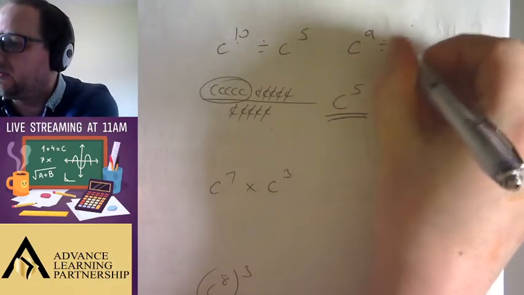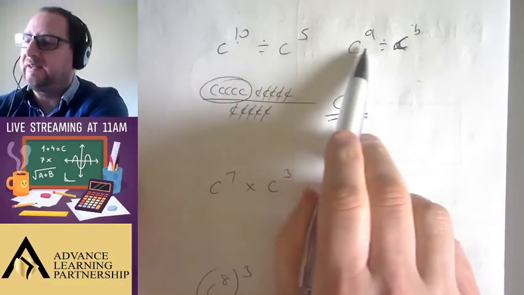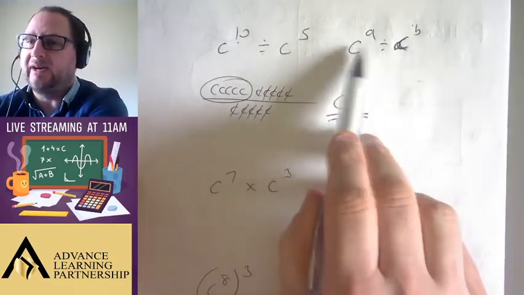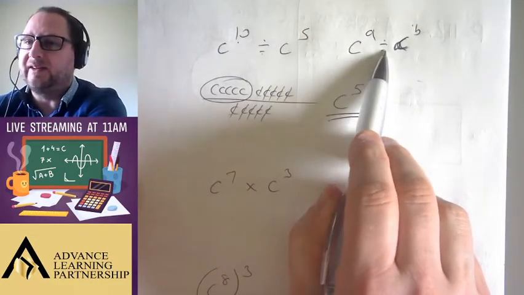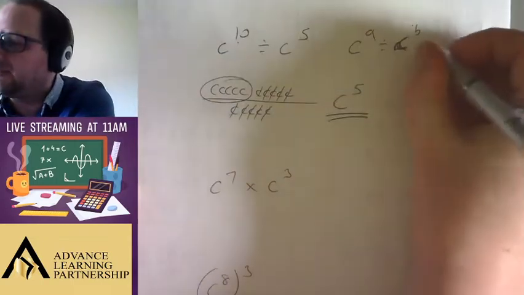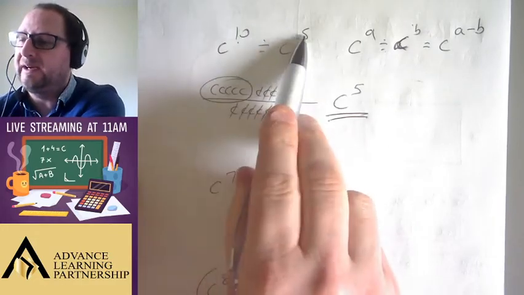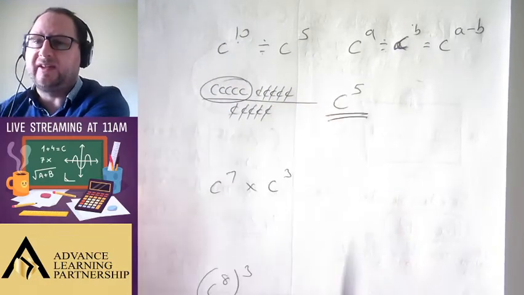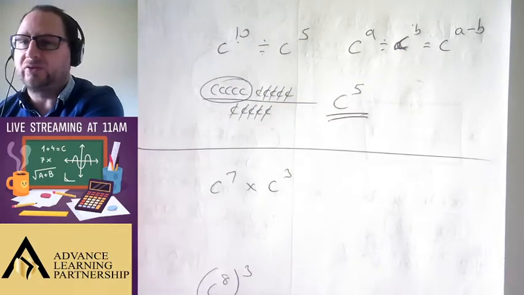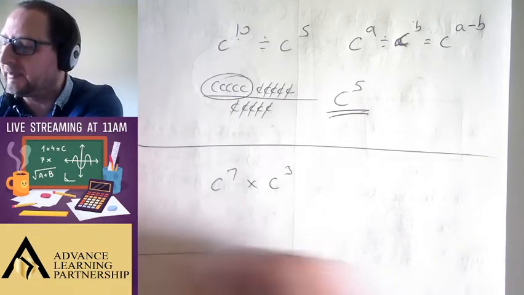And the second law of indices says that if you've got the same base here, which we have, a base of C, and we're dividing with an A and a B, we get a final answer of A minus B, and 10 minus 5 does actually generate that 5 there. So there's the first one done. The second one's a little bit easier.